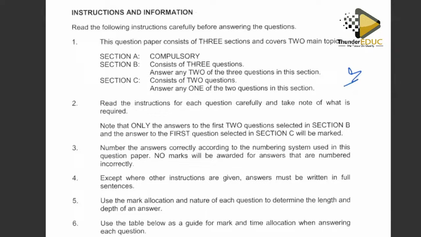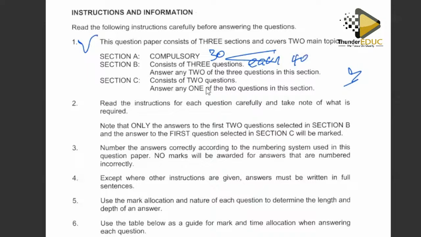Okay, right. So now grade 12s, we are going to go through the given set of instructions first before we can actually land onto answers. Instruction number 1 reads as follows. It says this question paper consists of 3 sections and covers 2 main topics. Section A is compulsory, and this carries 30 marks. And in section B, you are given 3 questions of which each question carries 40 marks.